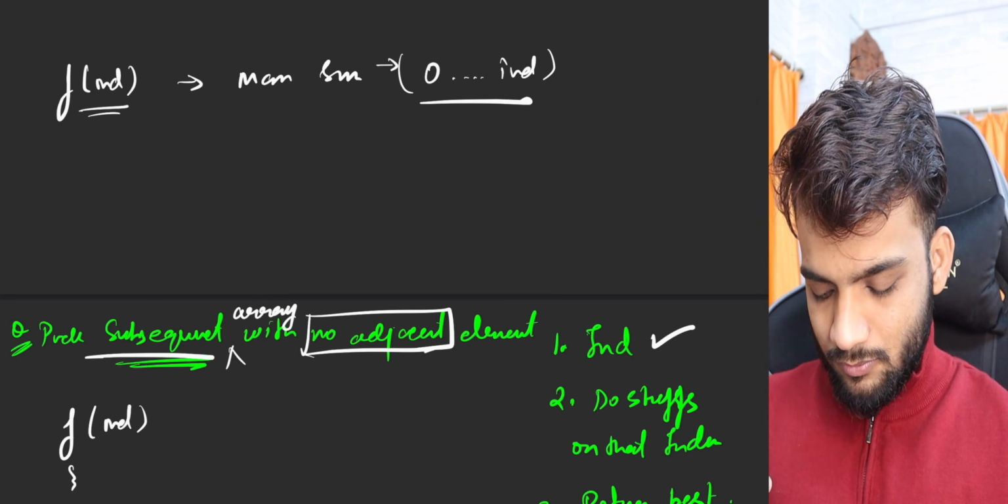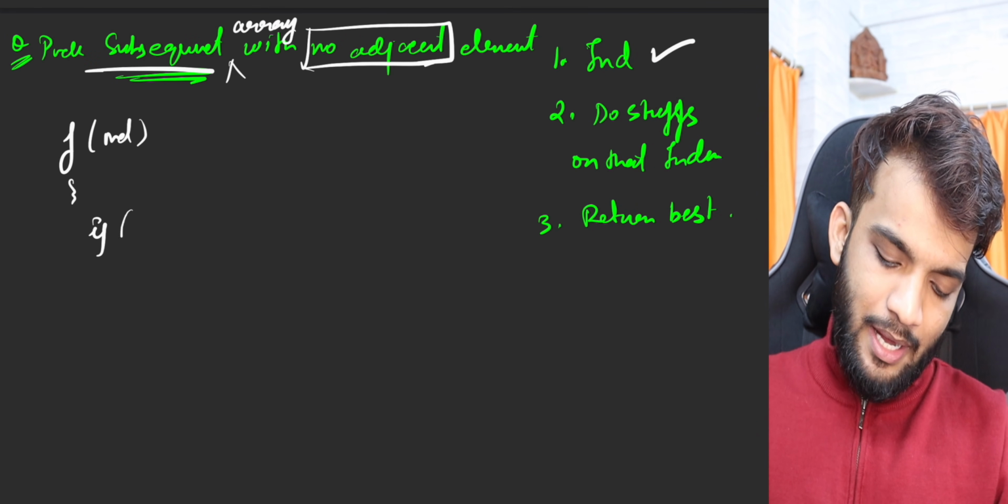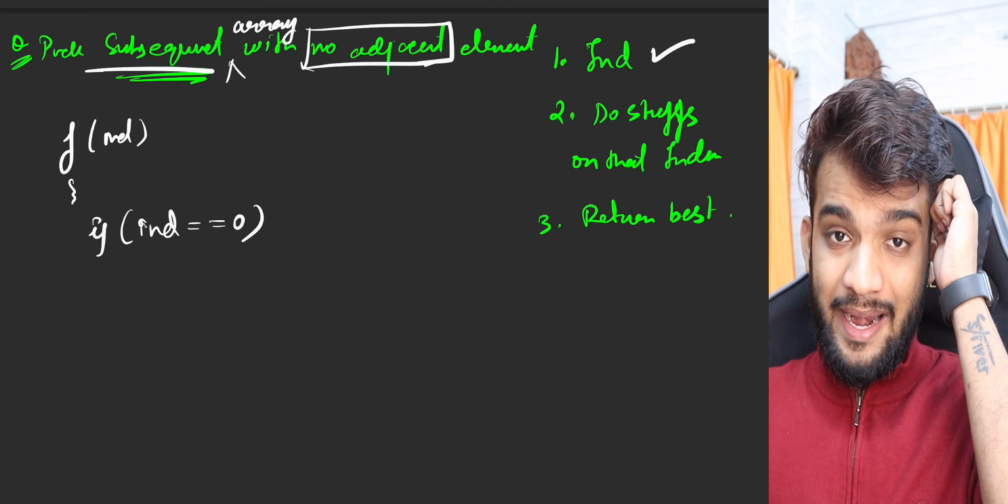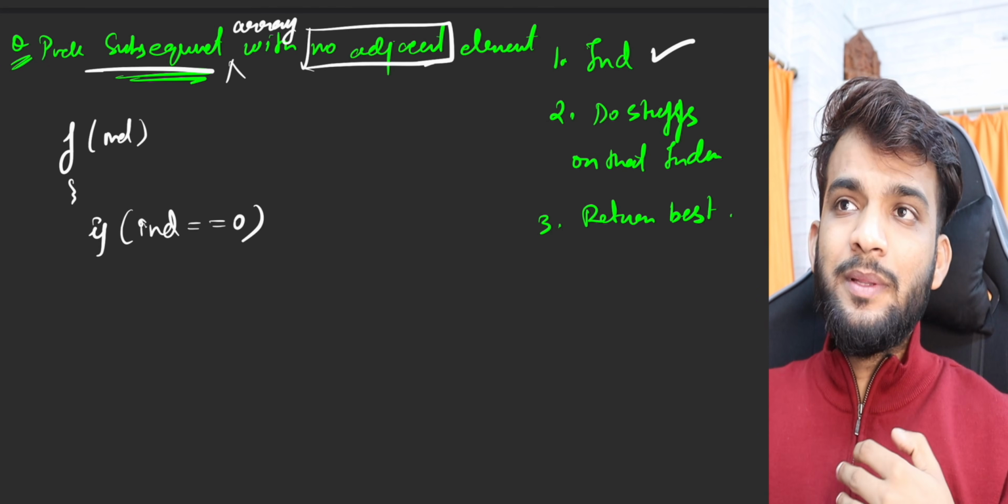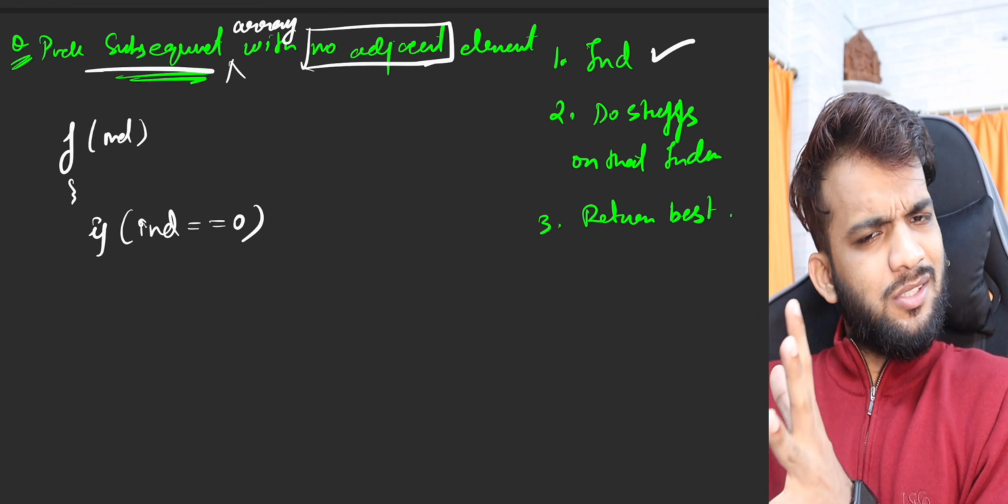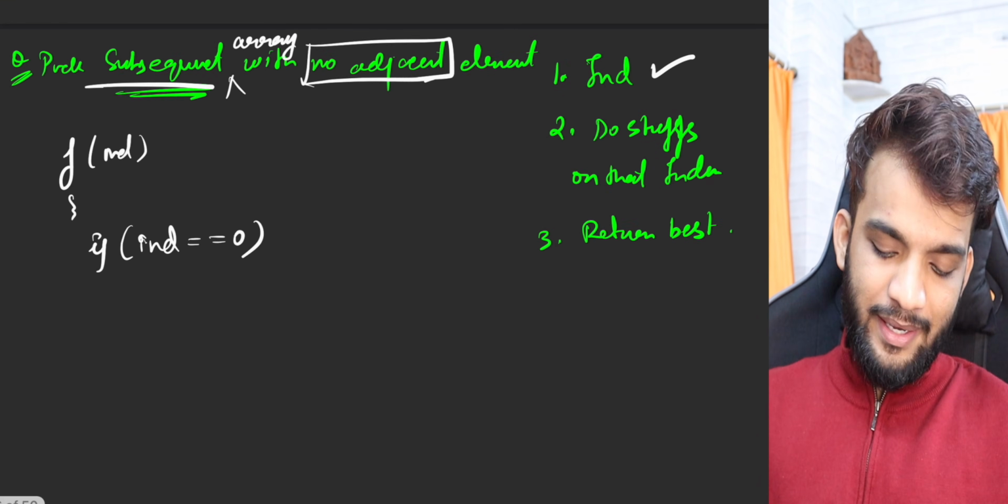Makes sense? So can I say this, that if I end up at index 0, what will be the best thing that I can do? There can be a lot of things, but as of now, let's keep this aside. Let's think of the other cases, because we know we are going to start from n minus 1.